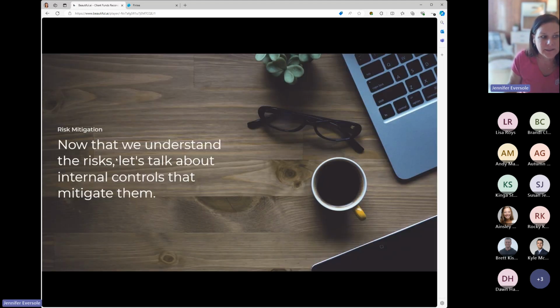So now that we understand risks, I want to talk for a minute about how we are mitigating them. So I'm going to flip back and forth in Finlee and show you where these controls are, or where these risks are mitigated throughout the system. So again, please feel free to stop. I'll pause for a second.